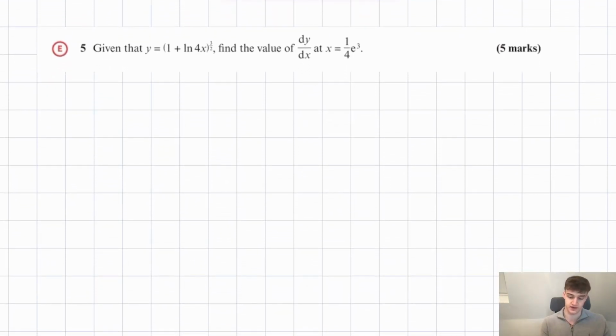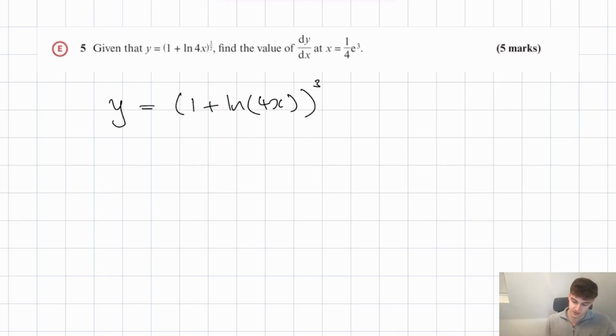So this is question 5. Again, you can see we've got a function of a function set up. Given that y is 1 plus the natural log of 4x, all to the power of 3/2, find the value of dy by dx at x equals a quarter e cubed. Okay, so they've given us an interesting value of x here. So let's write it out. y is 1 plus the natural log of 4x, all to the power of 3/2.